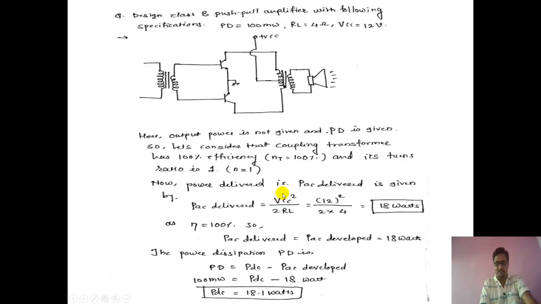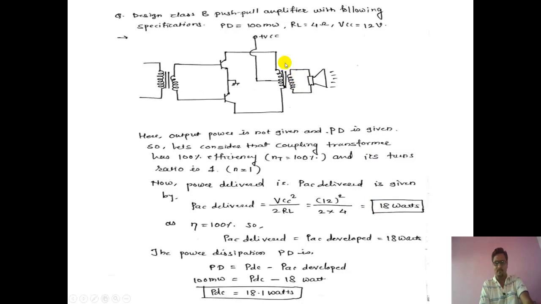Now, the AC power delivered, PAC delivered, is given by VCC squared divided by twice RL. We know the equation for class B, VCC squared divided by twice RL. We have derived it. VCC is given, RL is given, so PAC delivered is 18 watt. It means 18 watt power is delivered to the 4 ohm resistance, or 4 ohm load. This is about power delivered.